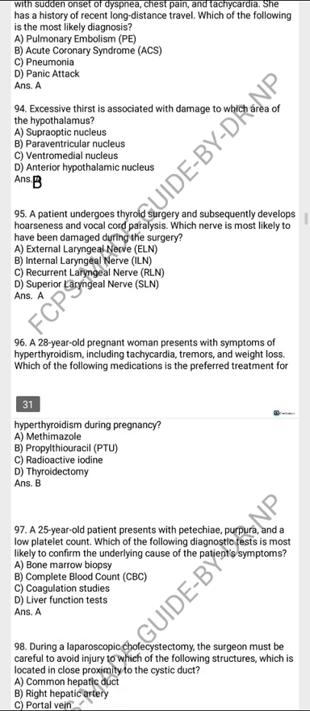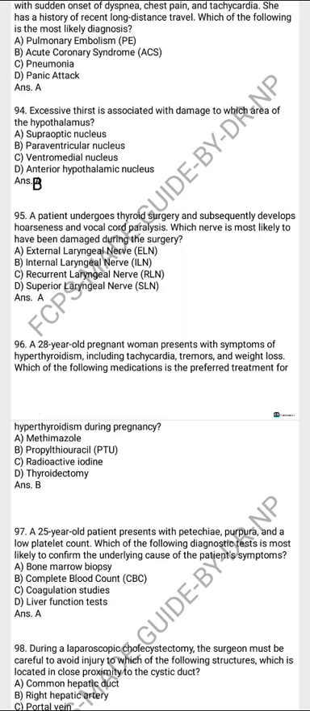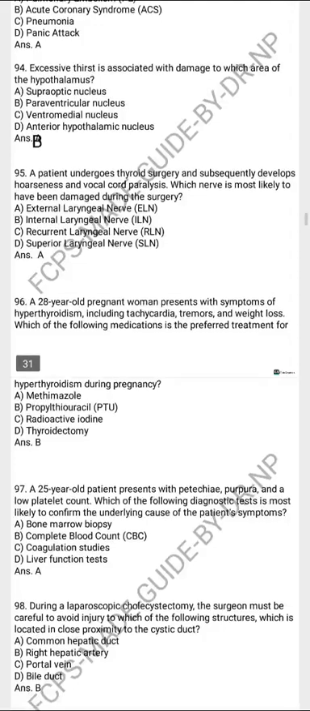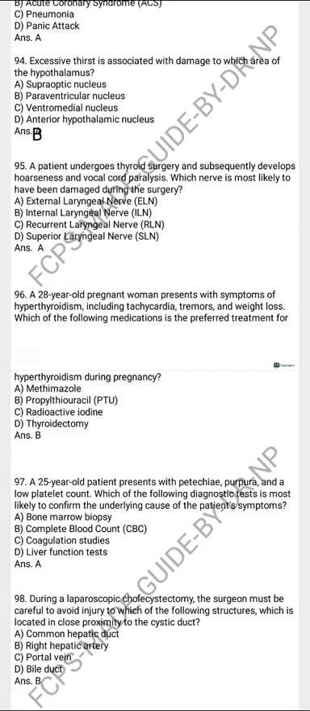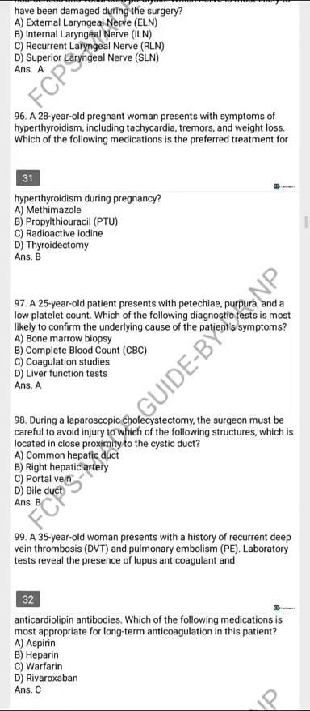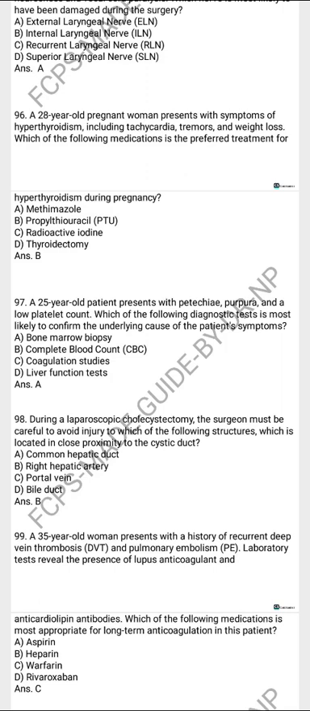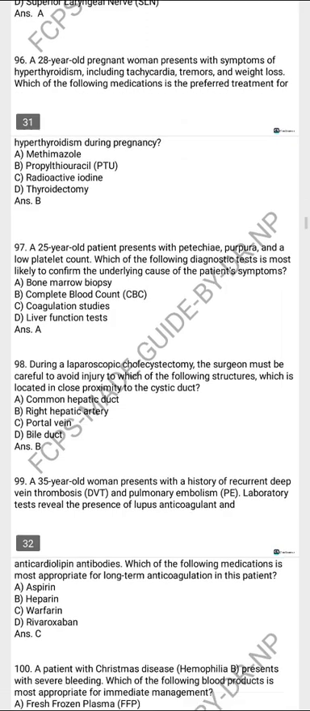A 28-year-old pregnant woman has symptoms of hyperthyroidism: tachycardia, tremors, weight loss. The preferred line of treatment would be propylthiouracil. A 25-year-old patient presents with purpura and low platelets. Which diagnostic test is most likely to reveal the underlying cause of the patient's symptoms? A bone marrow biopsy.